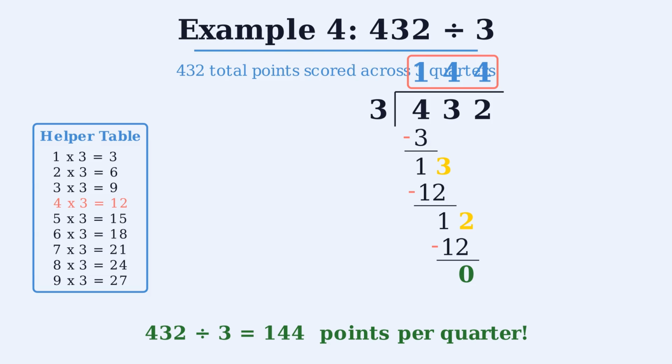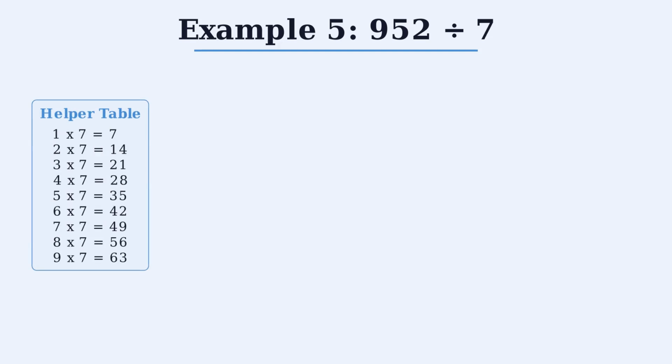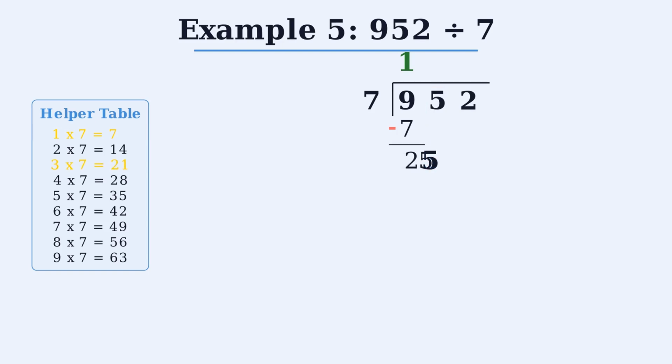Awesome work. Here's a trickier one, 952 divided by 7. Maybe your school fair sold 952 tickets over 7 days. How many tickets each day? Start with 9. 7 goes into 9 once. 7 times 1 is 7. Subtract, 9 minus 7 is 2. Bring down the 5 to get 25. 7 goes into 25 3 times. 7 times 3 is 21.